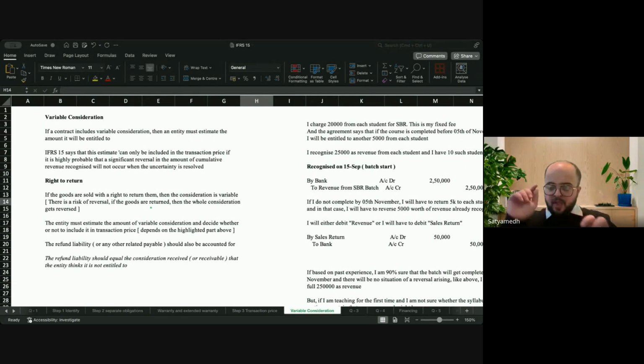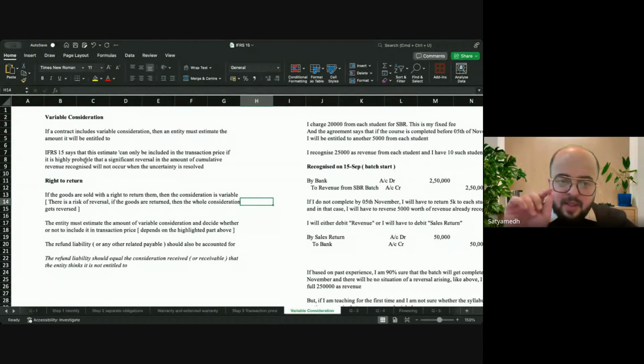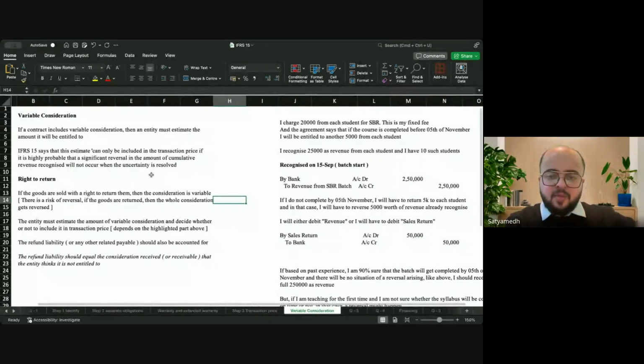Let's go back to what the accounting standard says. The estimate can only be included in transaction price if it is highly probable that a significant reversal in the amount of cumulative revenue recognized will not occur when the uncertainty is resolved. When we were talking about an expert trainer, it was highly probable that reversal will not take place because he has past experience which enables him to come to this conclusion. So in this case, the expert trainer will include 10,000 plus 5,000, 15,000 as his revenue.